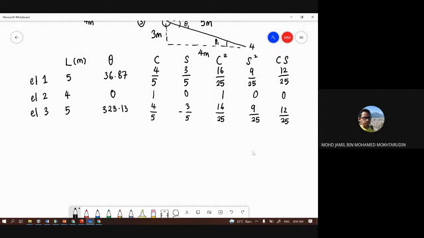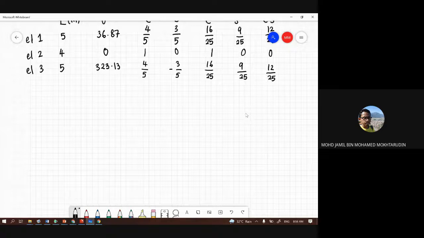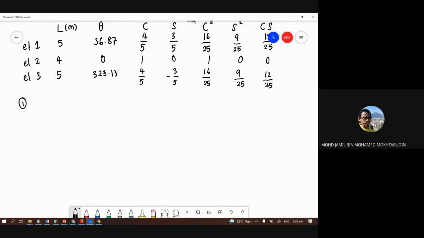Then we can assemble the local stiffness matrix for question A. When the question asks for the local stiffness matrix, it means you need to find the stiffness matrix for each element separately. You don't need to combine them because it's local. Local means for each member, for each element. So let's find it for element 1 first. What I did last week is I find the value of k equals EA over L. So let's do the same thing.